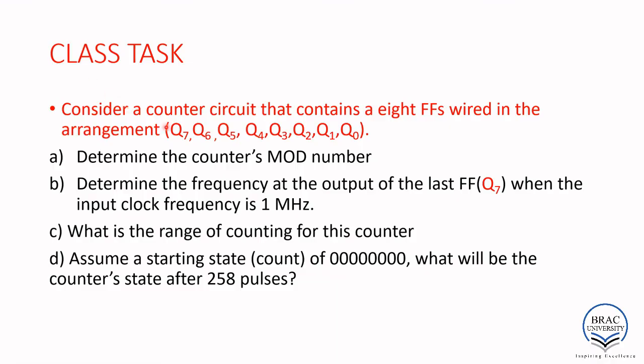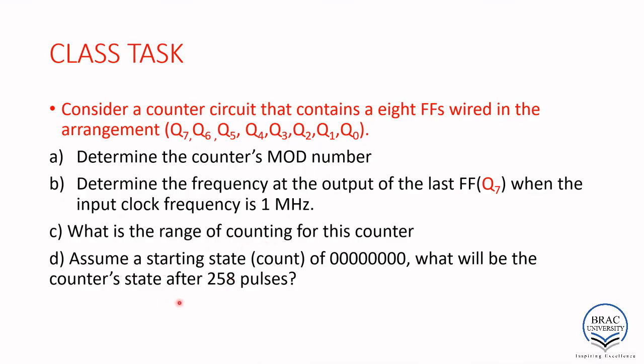Consider a counter circuit that contains 8 flip-flops, Q0 to Q7. You are given 8 flip-flops, so that means the mod number is 2 to the power 8. Determine the frequency of the last flip-flop. You are given the input frequency, so it will be the input frequency divided by the mod number, right? The range of counting is 0 to 2 to the power n minus 1. Here your n is 8 flip-flops, so 2 to the power 8 minus 1.